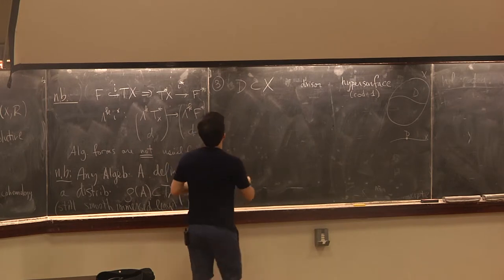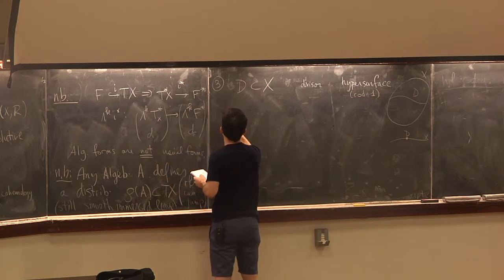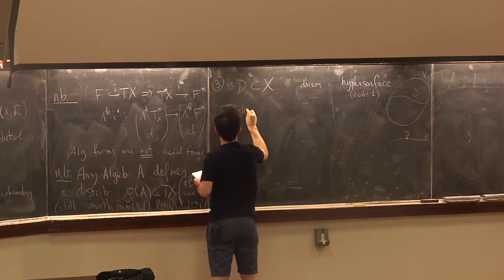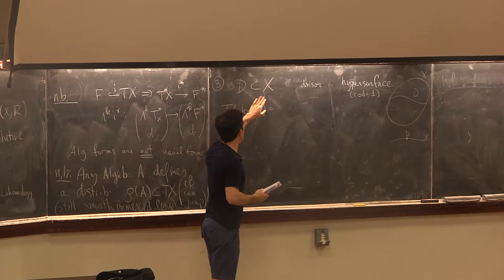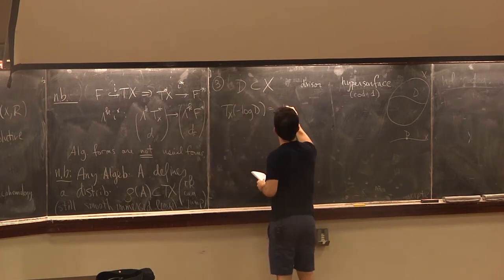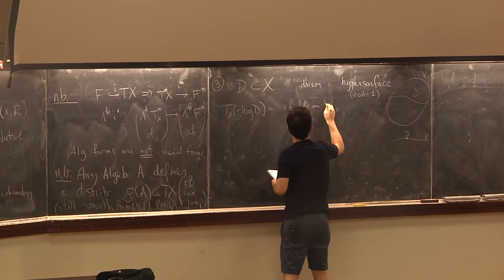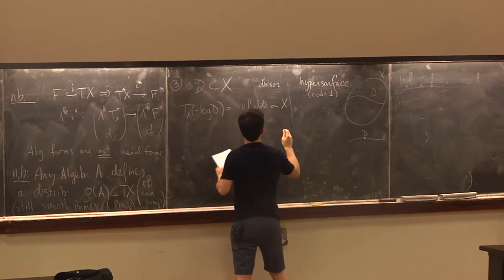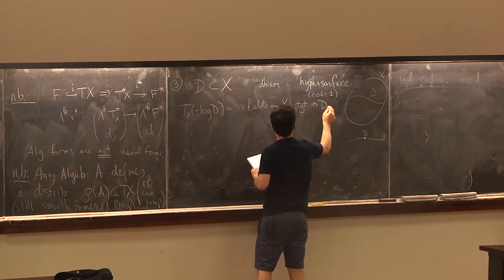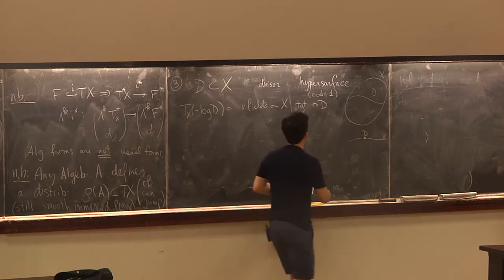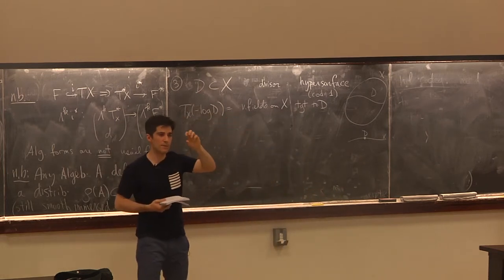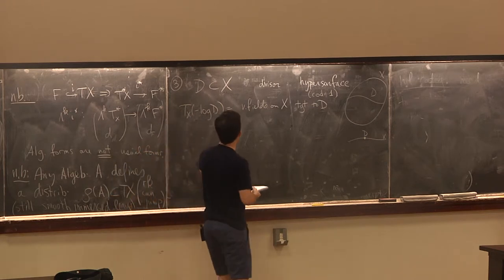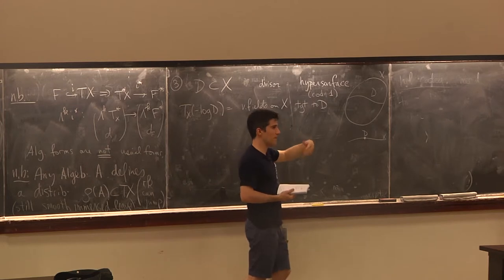Okay. Then we can do the following thing. We can define T X minus log D. So this is vector fields on X with a certain constraint. These are vector fields on X which are constrained to be tangent to D. At the moment, I've only defined it as a sheaf, in the sense that I'm telling you what its local sections are. So the local sections are defined by vector fields with a certain constraint.